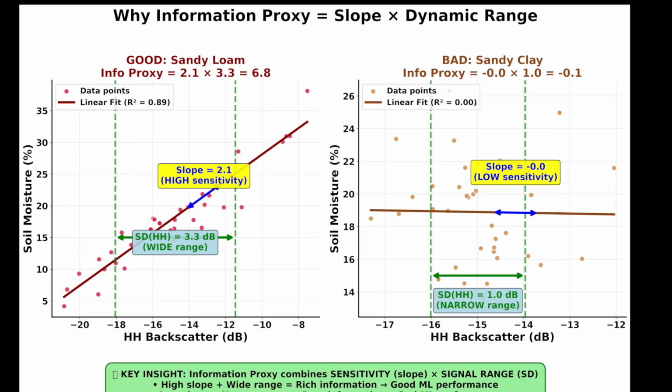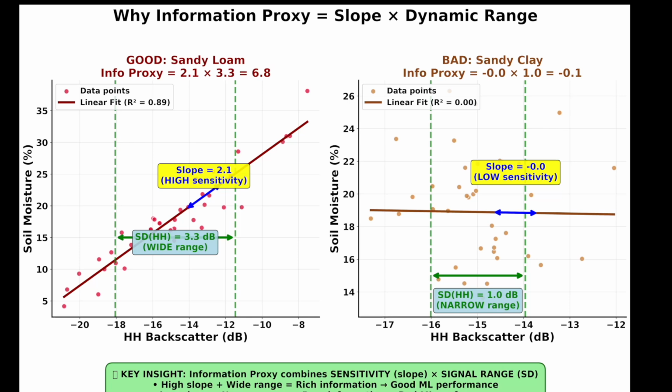On the right-hand side, you see a bad soil example. Maybe it could be like clayey ground. Here the data points hardly move up or down as the backscatter changes. It's almost a flat line. The slope is very flat. That means the radar will barely respond to any changes in the soil moisture. And you also see that the backscatter values sit within a narrow range.